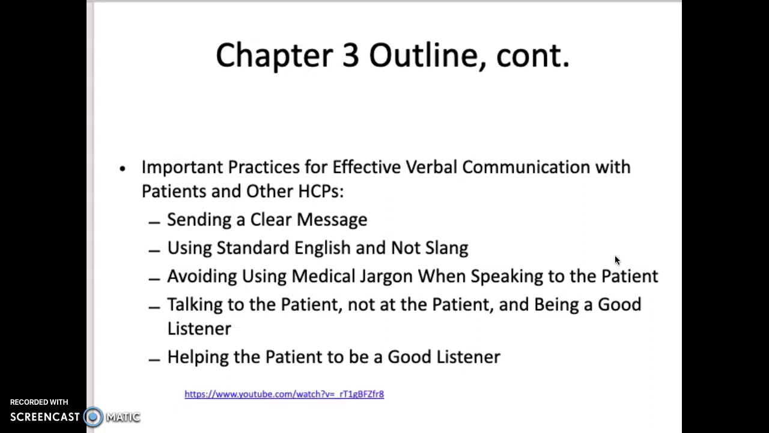You want to be clear and succinct to the patient, especially if it's a diagnosis or a challenging thing that they're hearing for the first time. And be a good listener for the patient. Hear what their complaints are, hear what their concerns are, and also be willing to take feedback that they give you.